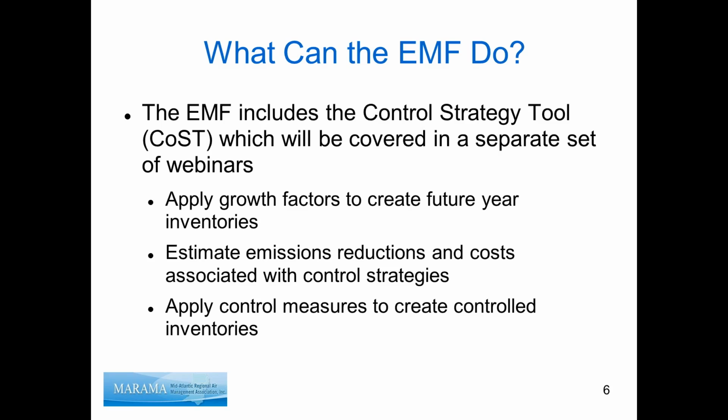The CoST tool can also help with control strategy, so estimating the reductions and engineering costs associated with control strategies. It has a variety of algorithms for deciding which control strategies to apply, and then can give you a report of the overall costs and the emissions reductions. And then we also have the ability to apply control measures to create the controlled inventories. So we can both grow inventories to a future year, and we can apply control factors to create the controlled inventories. And we will be covering CoST in detail in a set of 3 webinars, which I think will be in about a month from now.